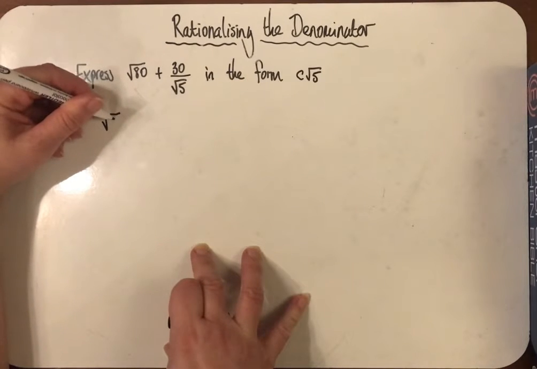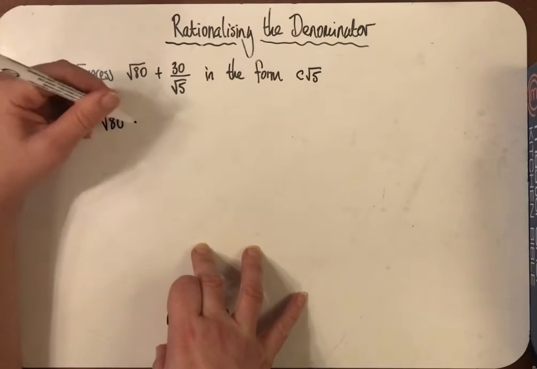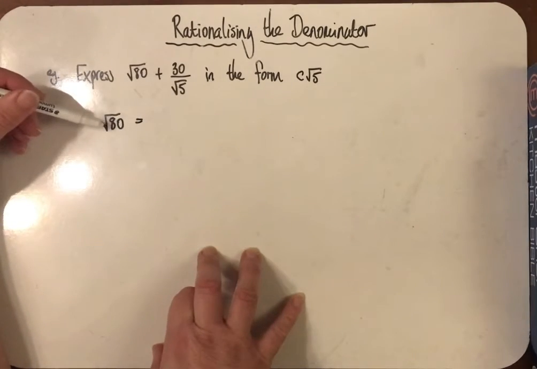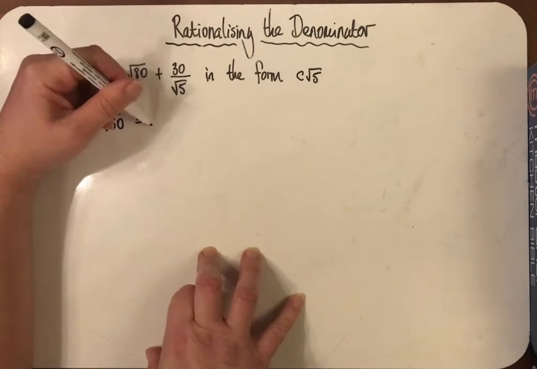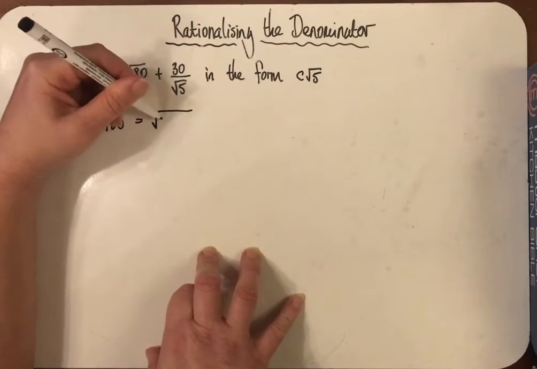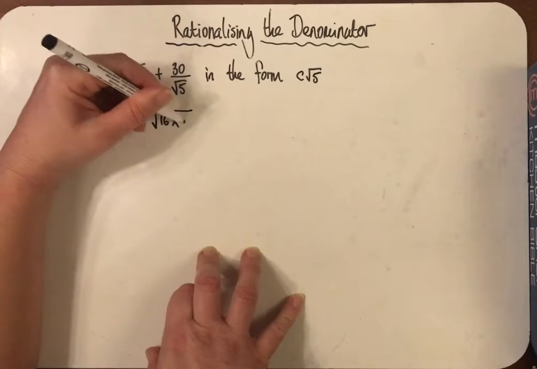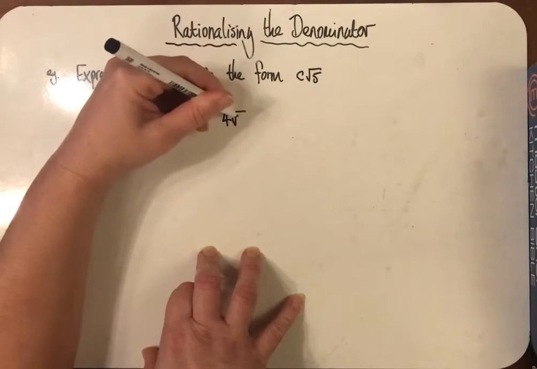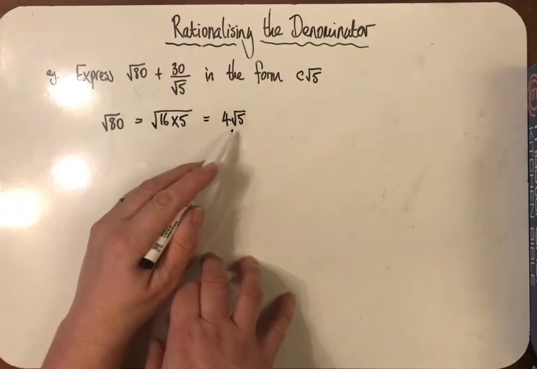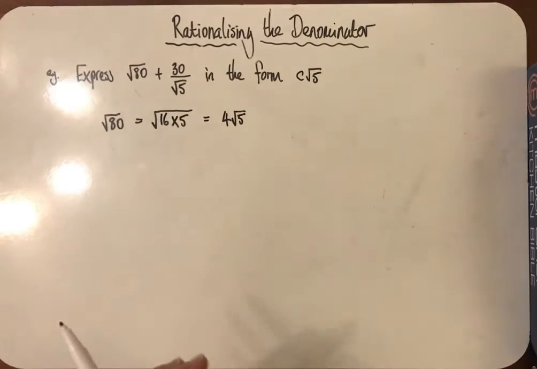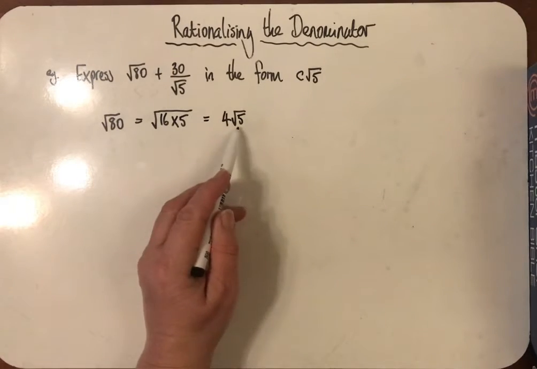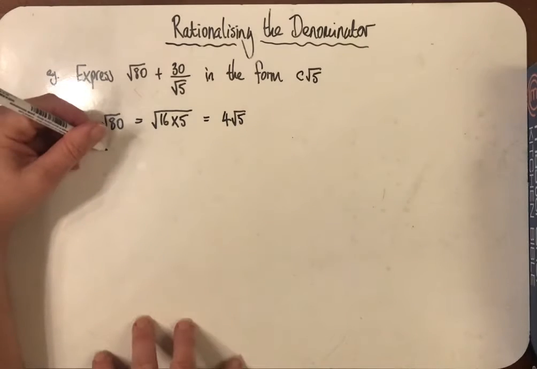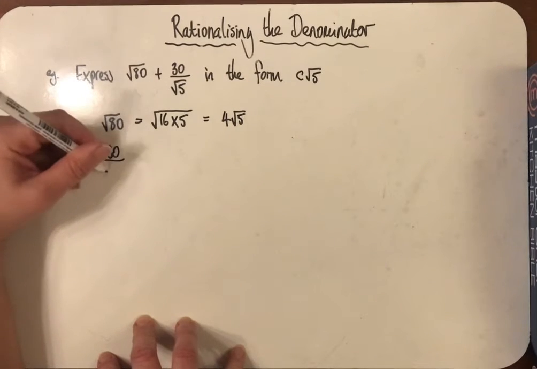So I'm just going to break this into two parts. So root 80, if I want to get this in the form c root 5, I need to simplify root 80 down. And 80 is the square root of 16 times 5. Root 16 is 4. And that's root 80 simplified into the lowest number in a square root. So simplified right down. And then 30 over root 5.